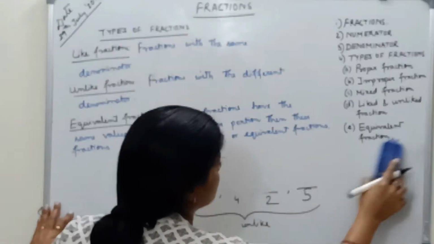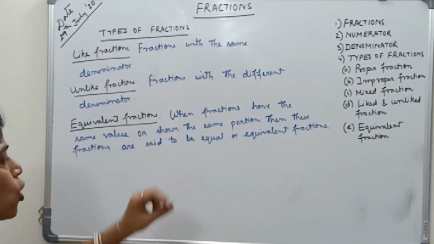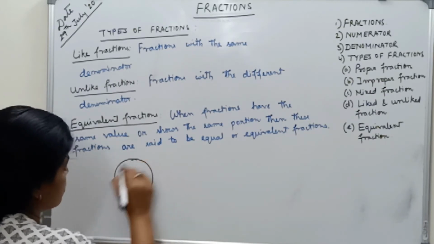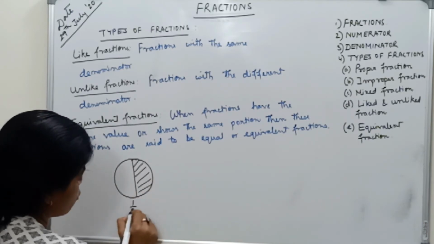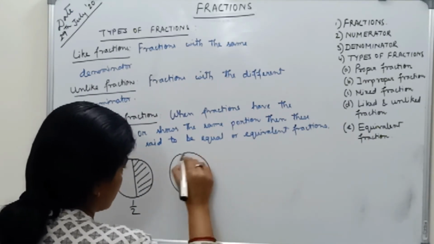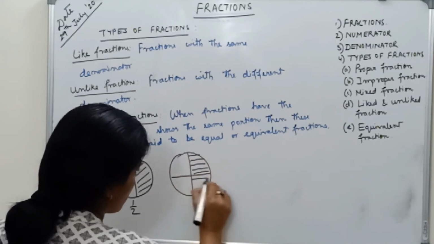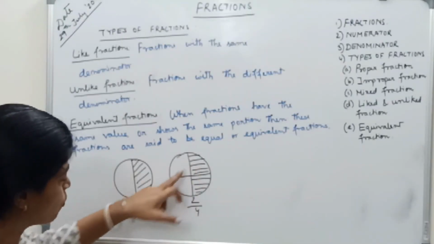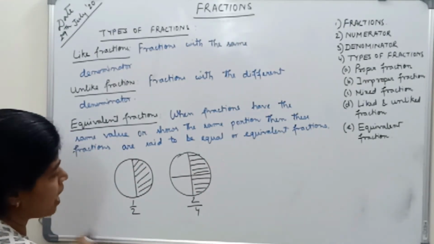Now what is an equivalent fraction? When fractions have the same value or show the same portion, then these fractions are said to be equivalent fractions. Suppose this is half, showing this portion. Now if I divide this into 4 parts and shade 2 out of 4, here it is 2 by 4, 2 shaded portions out of 4. So this portion and this portion are showing the same thing. So this and these are equivalent.